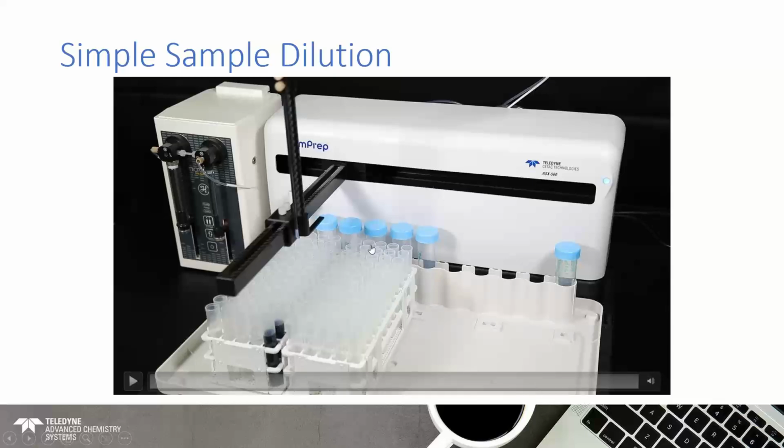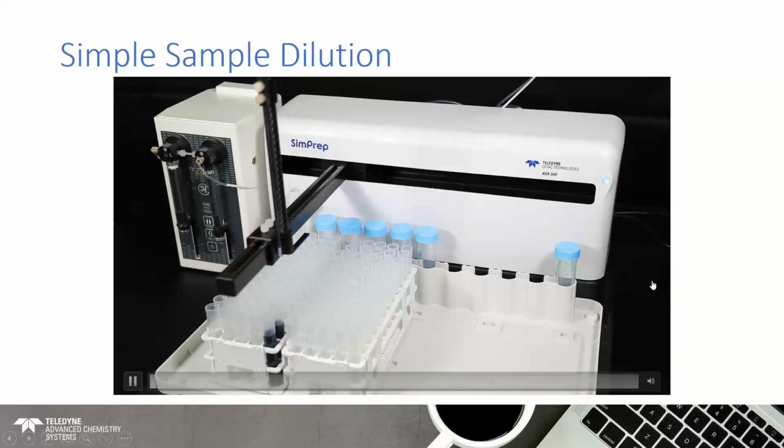And then on the right-hand side rack, those are all empty tubes. So what we're going to do is just show a simple sample dilution process. We've got the syringe pump module here on the left-hand side, and you can see on the right-hand side of that module, you've got a smaller syringe. That's a 1 milliliter syringe. And on the left-hand side, you've got a larger syringe, a 10 milliliter syringe.